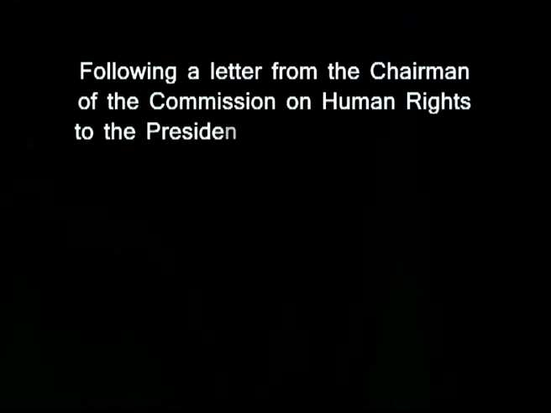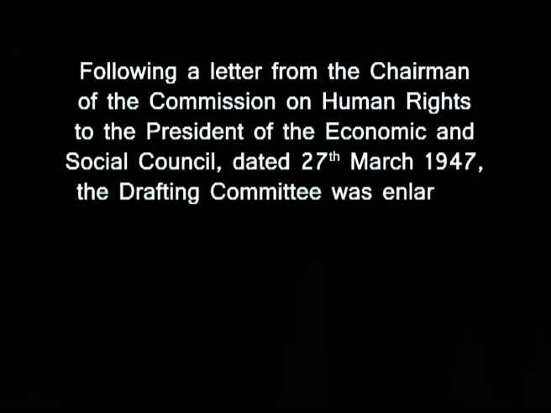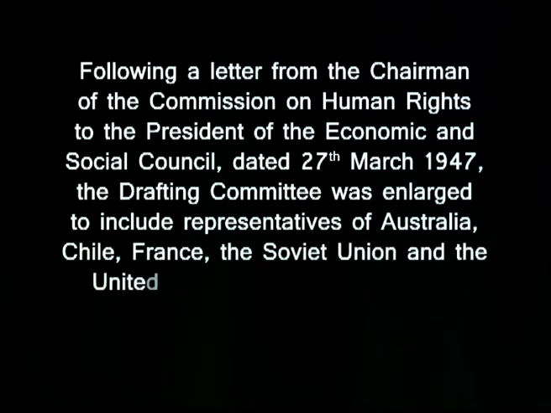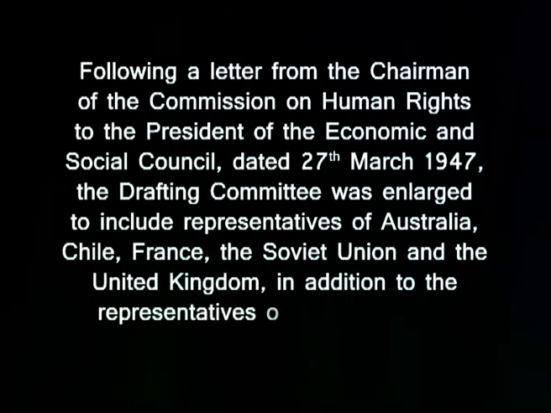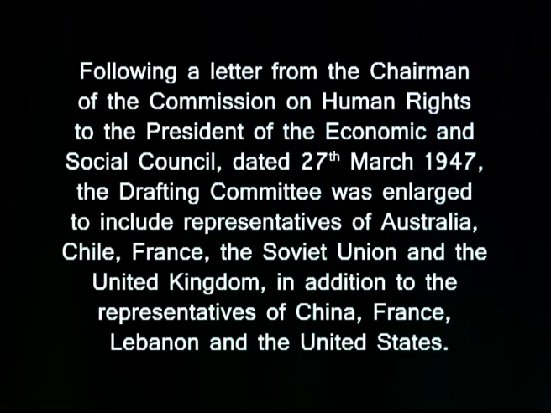Following a letter from the chairman of the Commission on Human Rights to the President of ECOSOC, dated 27 March 1947, the drafting committee was enlarged to include representatives of Australia, Chile, France, the Soviet Union and the United Kingdom, in addition to the representatives of China, France, Lebanon and the United States. This document contains 48 articles outlining individual human rights, which went on to become an international guideline for international human rights discourses. In short, the main objectives of ECOSOC are as follows.